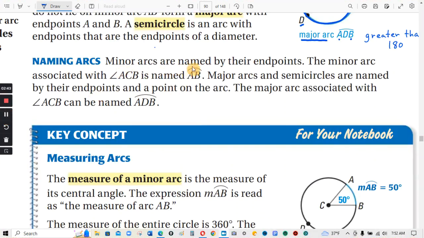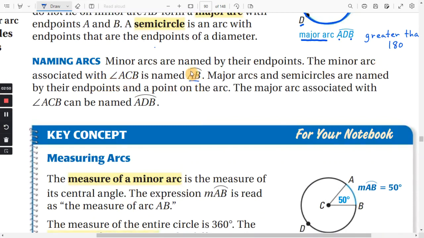Okay, minor arcs are named by their endpoints. The minor arc associated with angle ACB is named AB, arc AB. Okay, we just did that. Major arcs and semicircles are named by their endpoints and a point on the arc. The major arc associated with angle ACB can be named arc ADB. Okay, we did that.